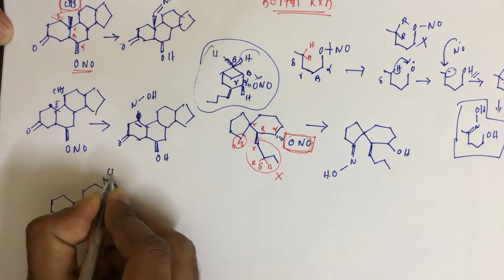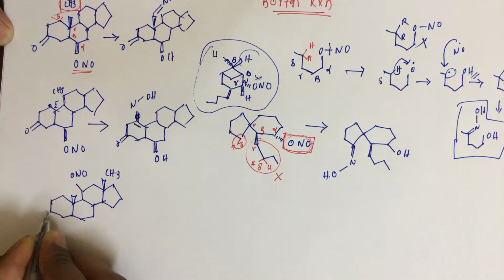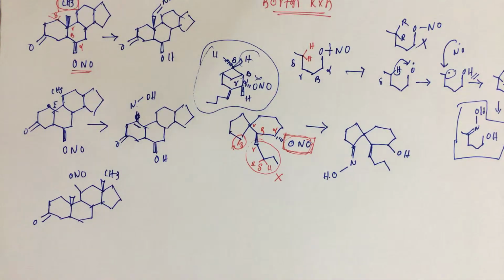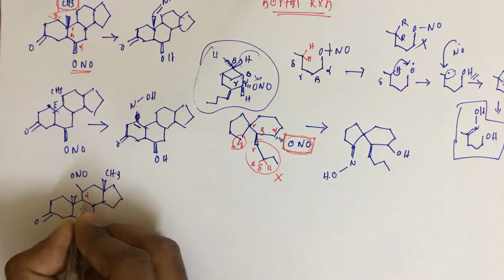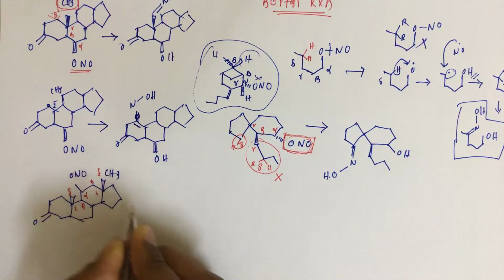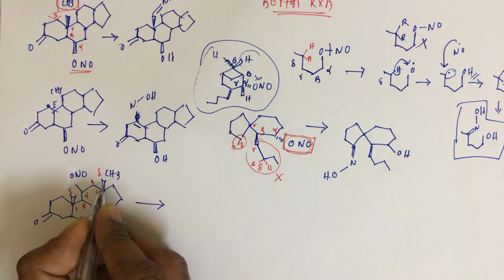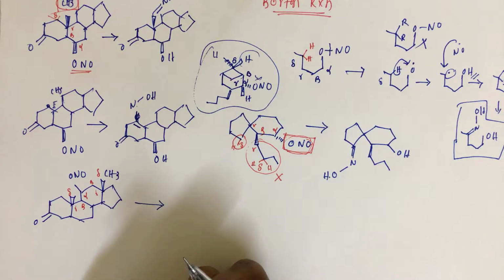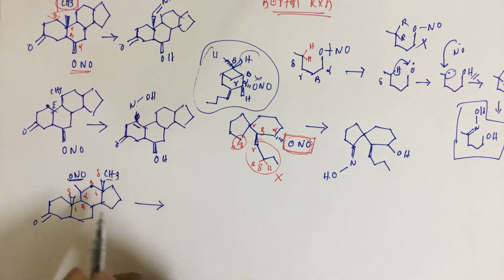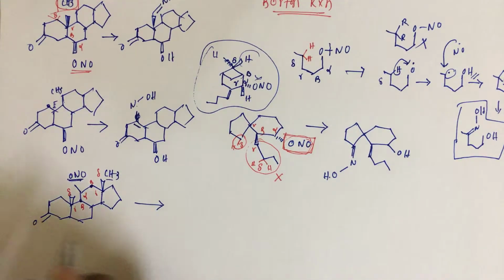This is methyl above the plane and ONO and methyl. See here, we have alpha, beta, gamma, delta, alpha, beta, gamma, delta. So both the methyl groups are at equal distance. This ONO and methyl group are separated by one carbon, and here also this ONO and this methyl group are separated by one carbon. So in that case we'll get a mixture of products.